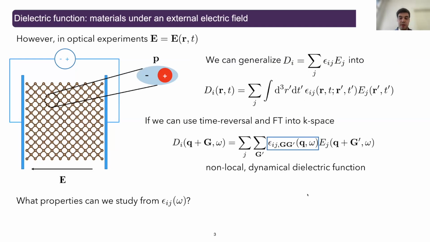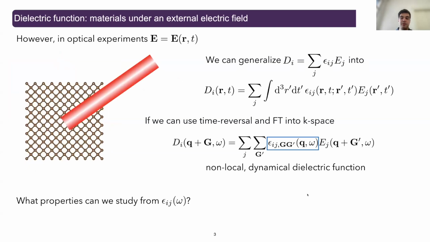But in optical experiments, you do not have static uniform fields. The electric field that you're going to shine on the sample is both time-dependent and might only illuminate a portion of that sample. Not only that, you should consider that the readjustment of the dipole moments is not instantaneous and might have some delay. So in these situations, you can generalize the previous expression to one where the displacement field is linked to the external field by a dielectric function that is both non-local in space and in time.